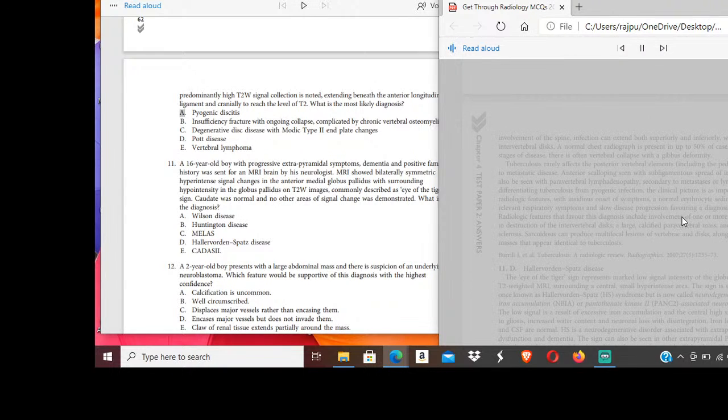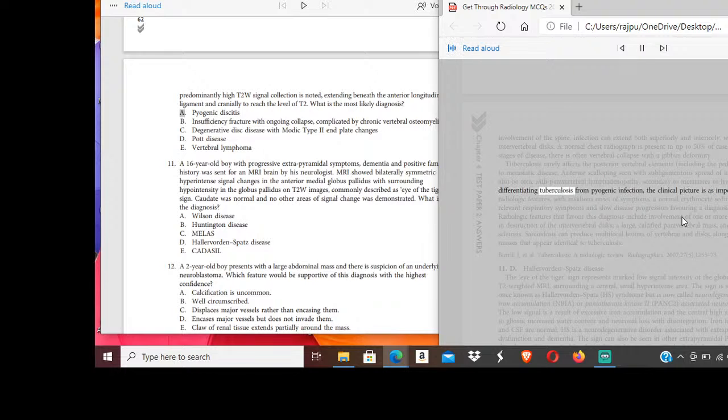involvement of the spine, infection can extend both superiorly and inferiorly, with sparing of the intervertebral discs. A normal chest radiograph is present in up to 50% of cases. In the later stages of disease, there is often vertebral collapse with a gibbous deformity. Tuberculosis rarely affects the posterior vertebral elements, including the pedicles, in contrast to metastatic disease. Anterior scalloping seen with subligamentous spread of infection can also be seen with paravertebral lymphadenopathy, secondary to metastases or lymphoma.